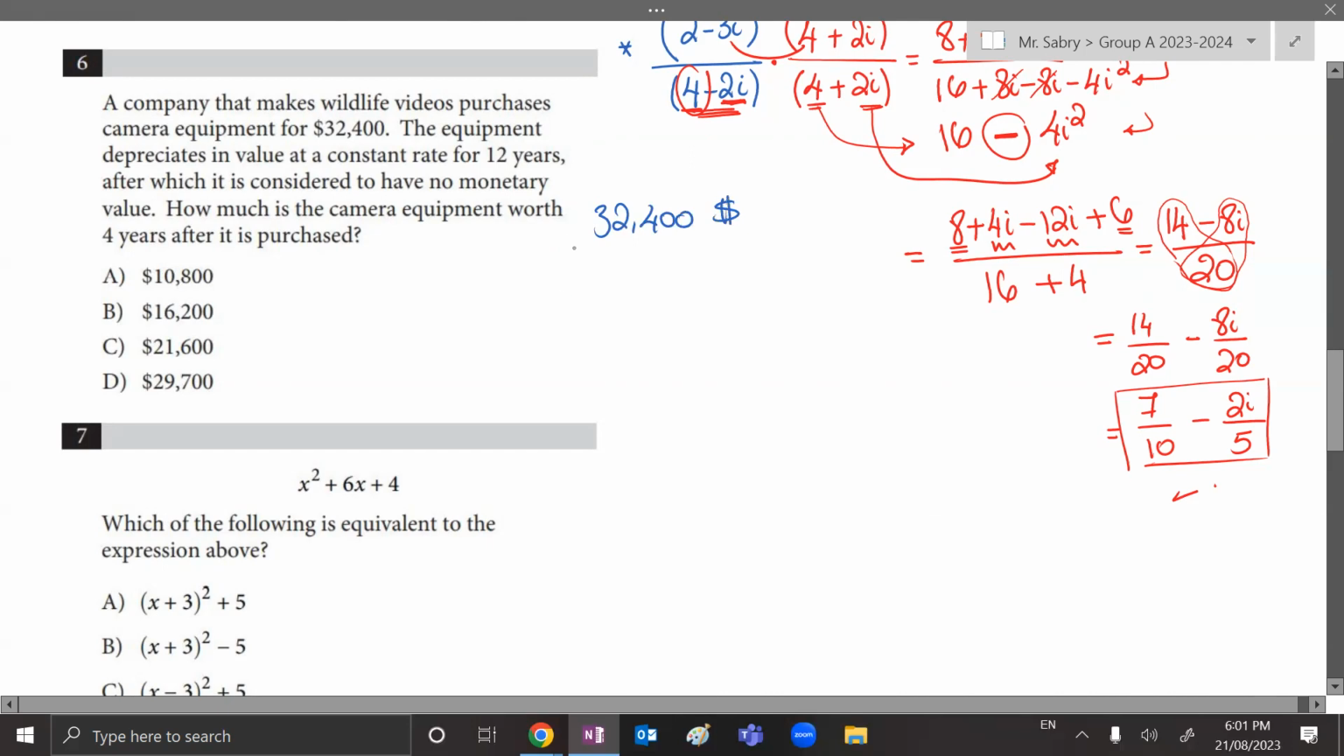The equipment depreciates. The word depreciates is a very important word. It's either pronounced depreciates or depreciates, whatever you prefer. Anyway, it means decreases in value.